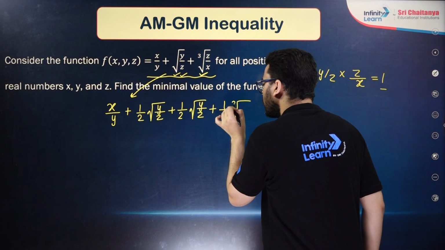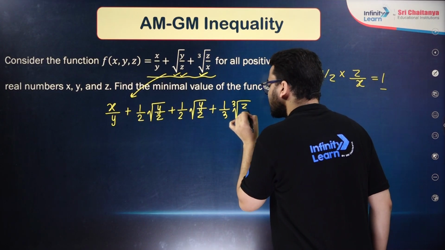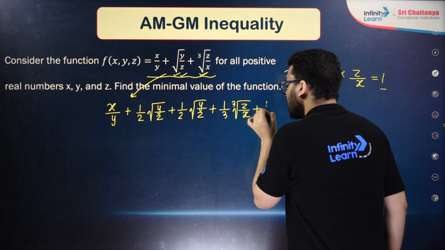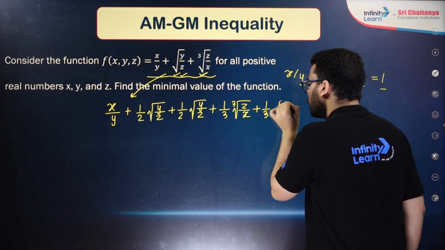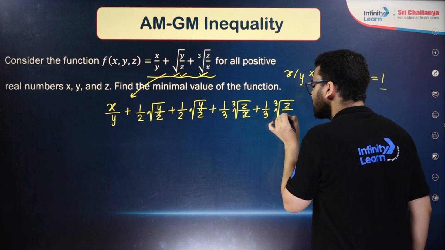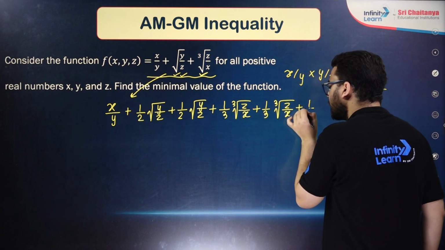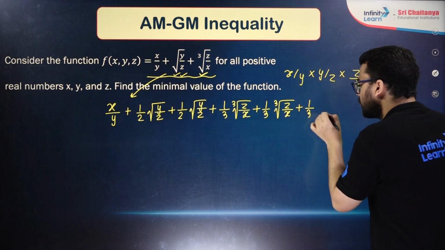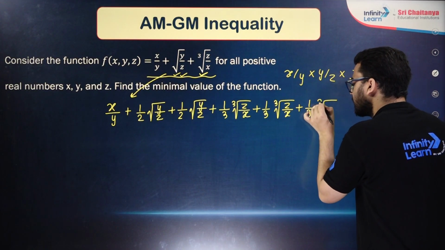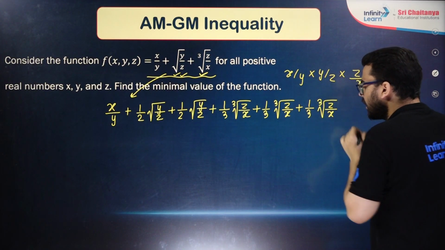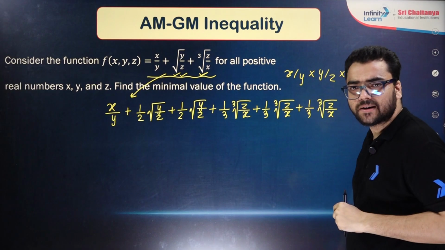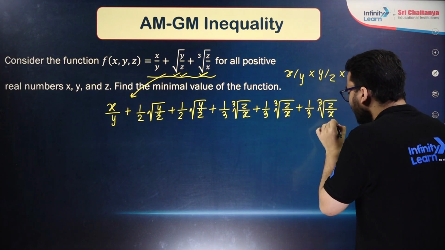1/3 of cube root of z by x plus 1/3 of cube root of z by x plus 1/3 of cube root of z by x. Correct? Now, if I want to say AM is greater than or equal to GM, so AM will be what?